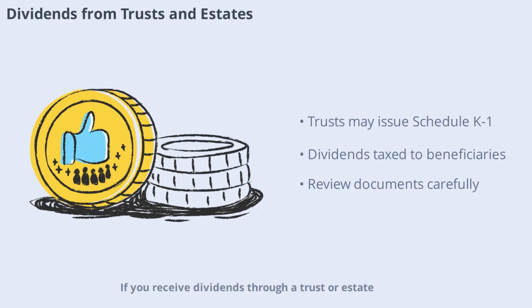Next, let's look at how to handle dividend income from trusts and estates. If you receive dividends through a trust or estate, the tax treatment depends on the type of trust and how income is distributed. Beneficiaries may receive a Schedule K-1, which details their share of dividend income. This income is generally taxed similarly to dividends received directly, but there may be additional reporting requirements. It's important to review all documents carefully and consult with a tax advisor if you have questions.